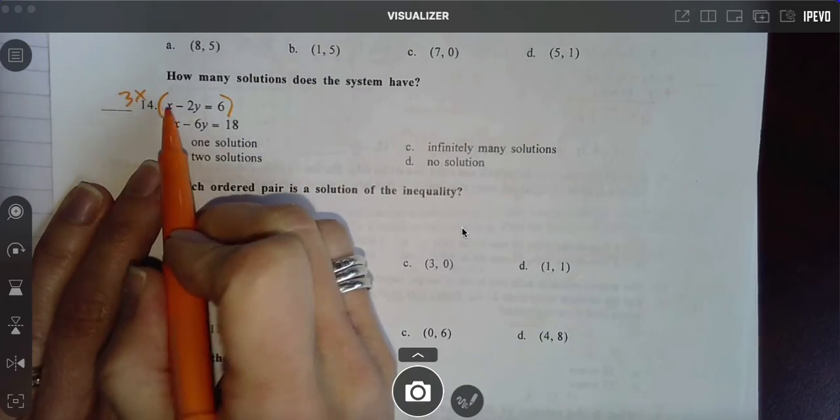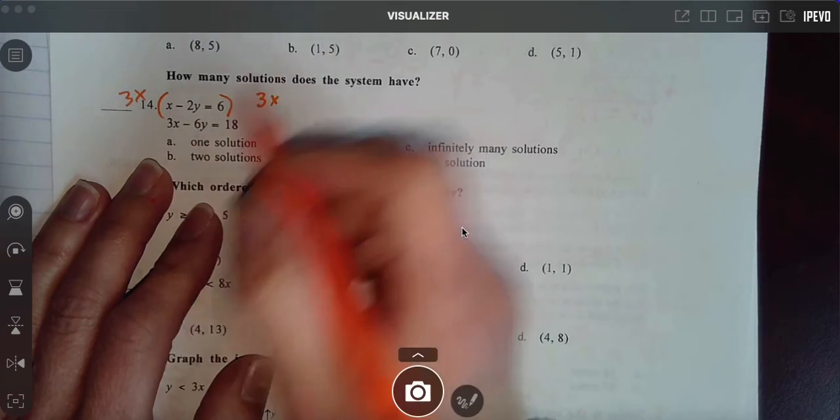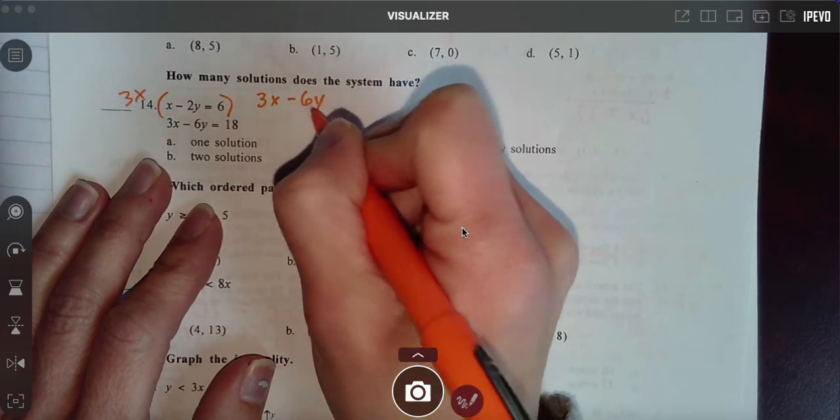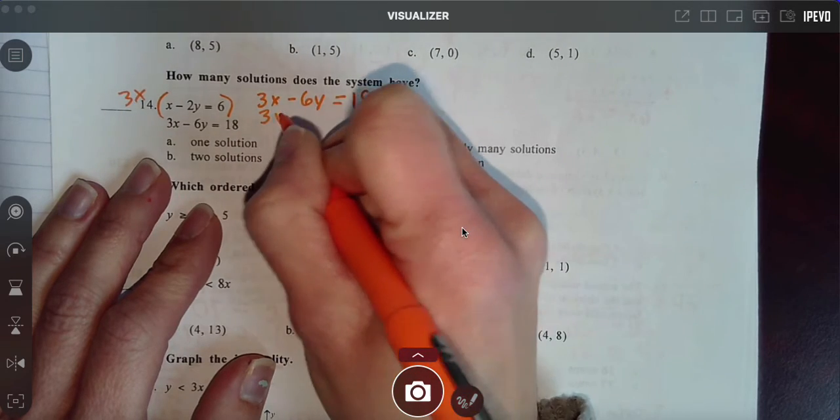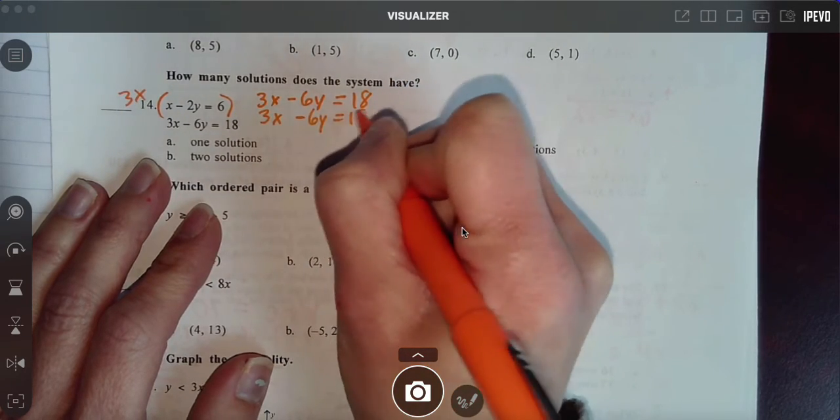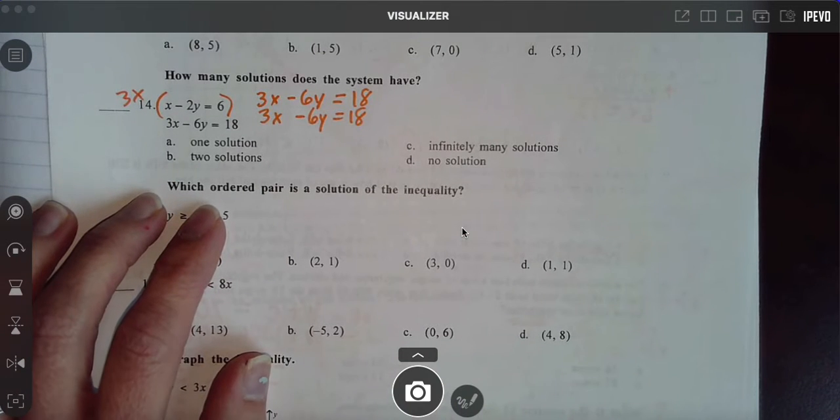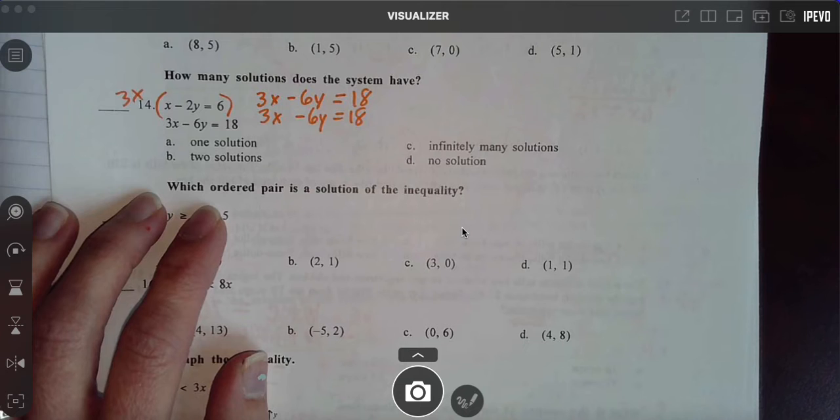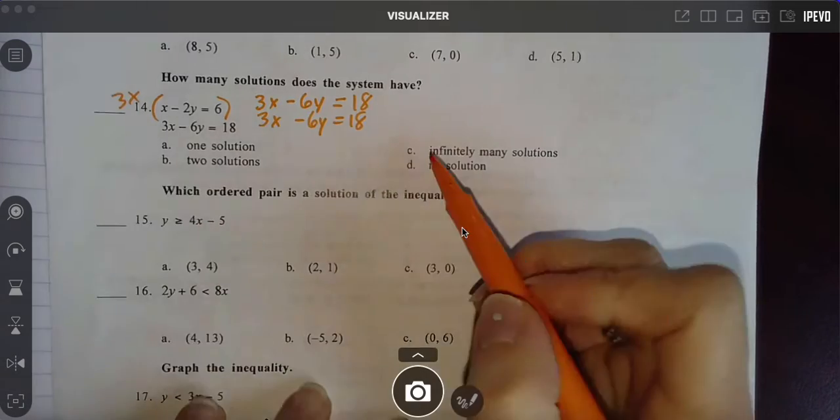What's 3 times x? I get a 3x. Then the 3 times the 2 is a what? 6. And then 3 times 6 is 18. And then I'm going to write my bottom equation. But what do you notice about the two equations? They're both the same. They're exactly the same equation. They're infinitely many. If I was to try to eliminate something, everything would go away. When they're the exact same equation, it's infinitely many. Okay? So that one was C.